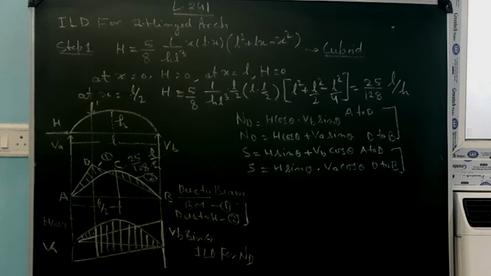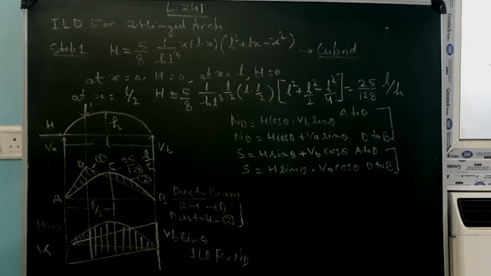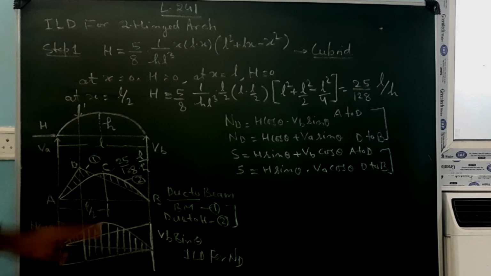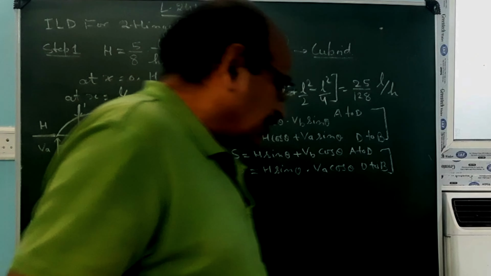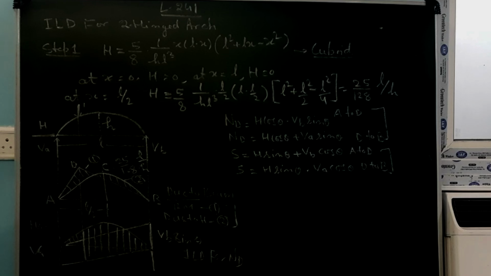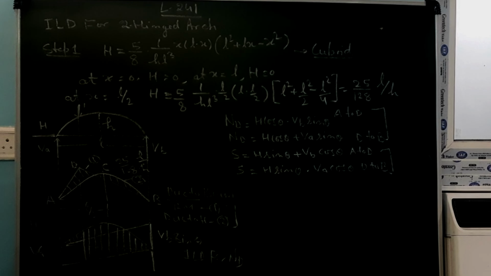Hello everyone, this is lecture 241. That is, we want to discuss ILD for 2 hinge arch. So we have discussed for 3 hinge arch. Now we'll discuss for the 2 hinge arch. What is the difference between 2 and 3 arch?